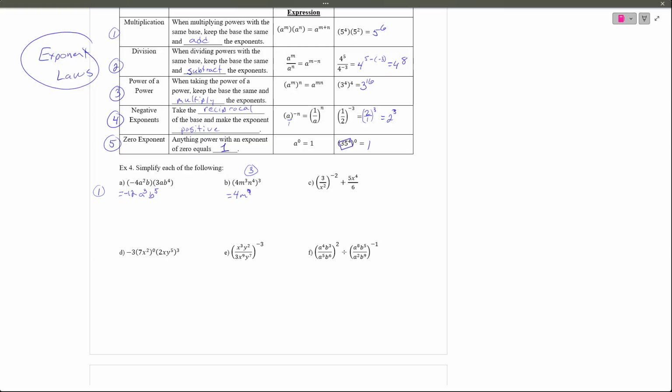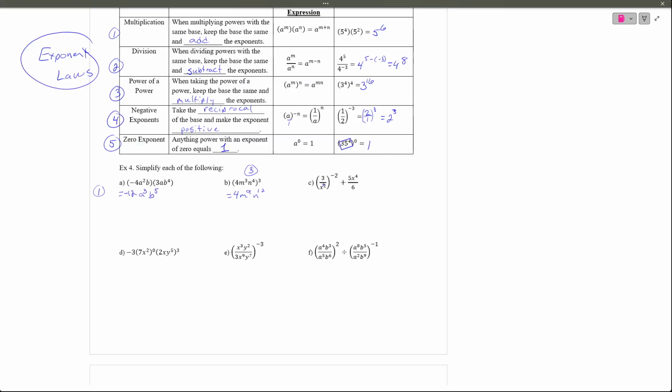Hard to read that. Let me just erase it and write it again. Software. Try one more time here. So 4 with m to the power of 9, we multiply the exponents, and then we have n, 4 times 3, that's 12. So 4, m to the power of 9, n to the power of 12. So that was rule 3.